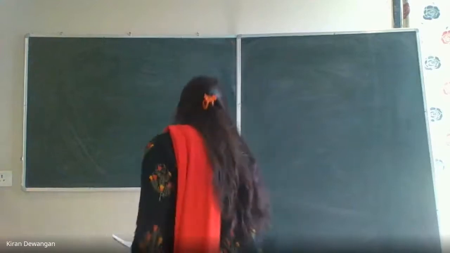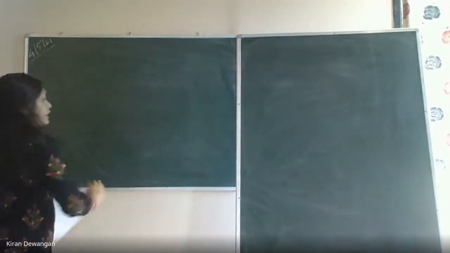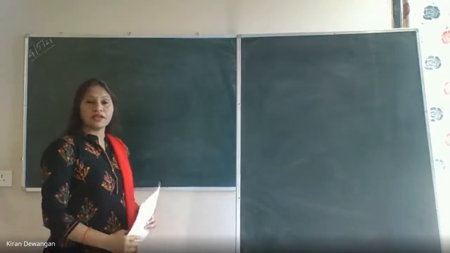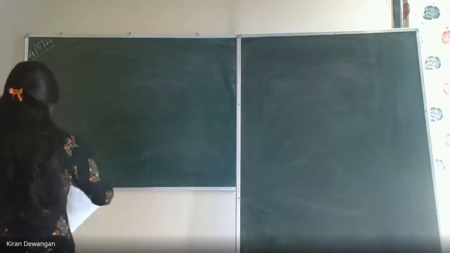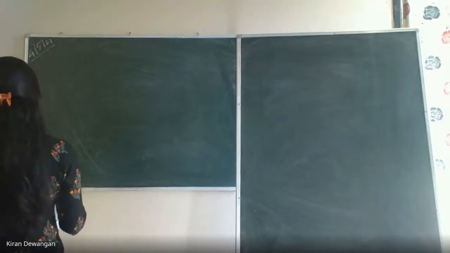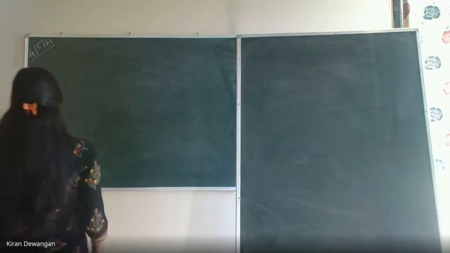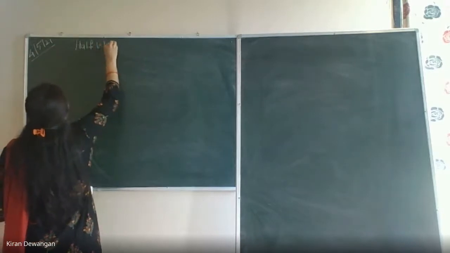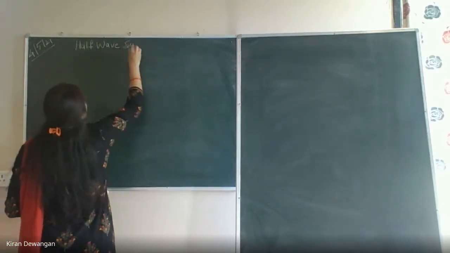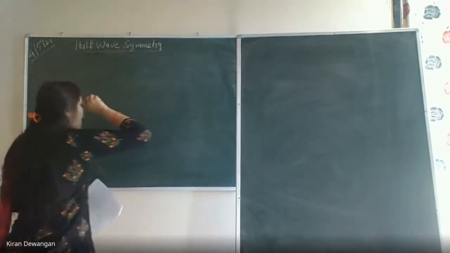Now let us start our class. We have already studied the even or mirror symmetry, and we have studied the odd symmetry. So I am directly starting with the conditions for the quarter wave symmetry. Sorry, half wave symmetry first, then we go for quarter wave symmetry. So let us start with half wave symmetry.